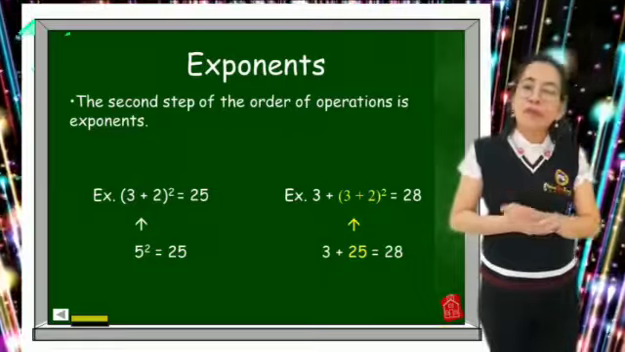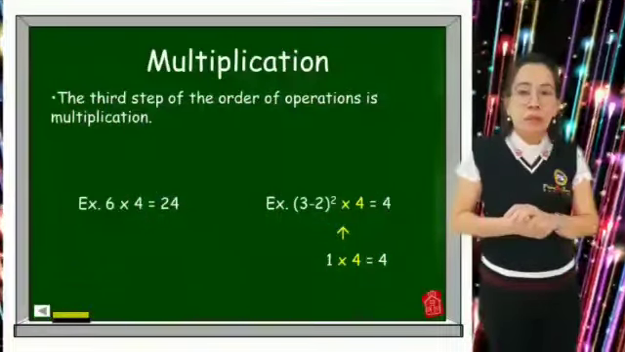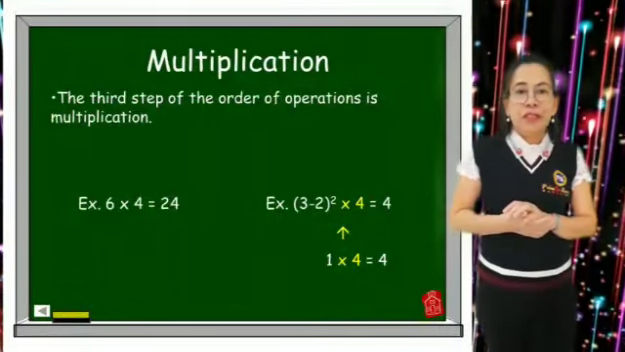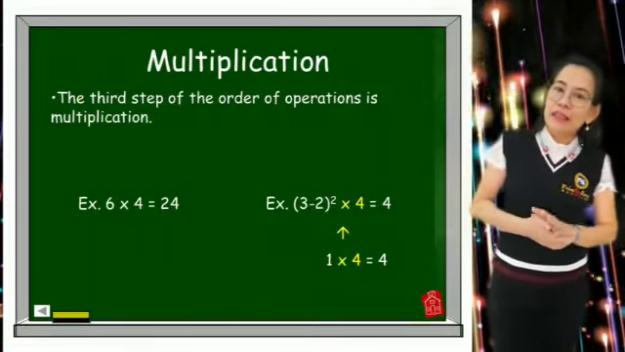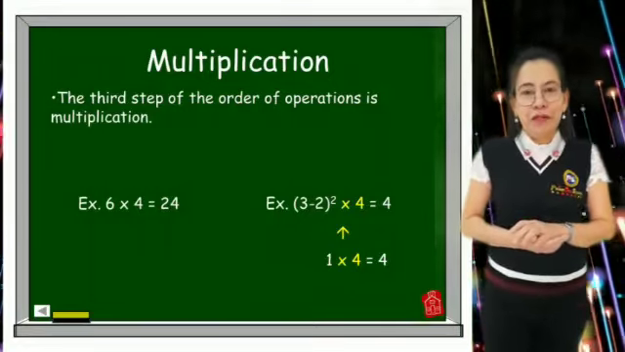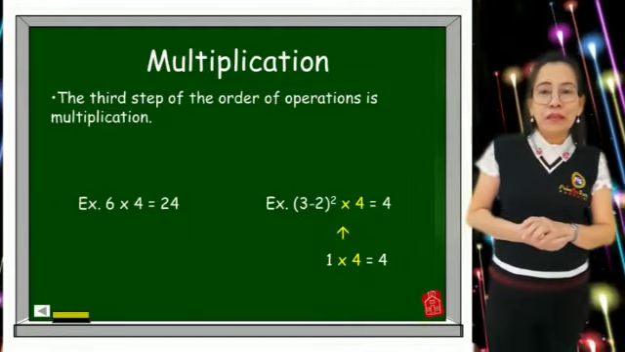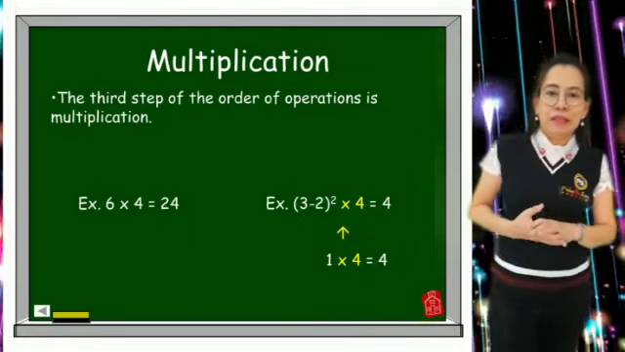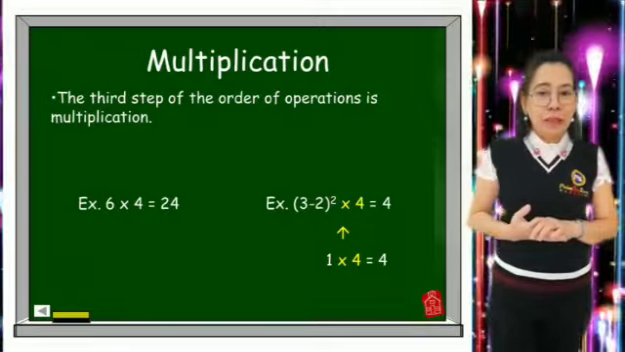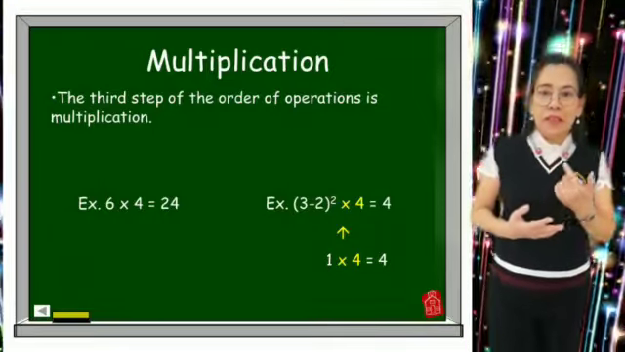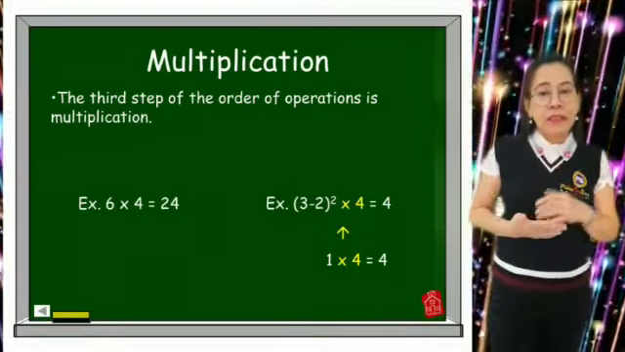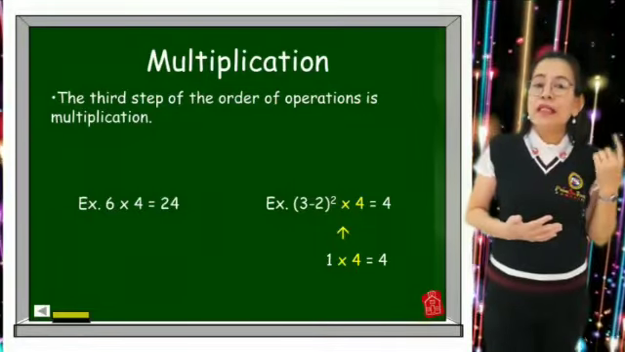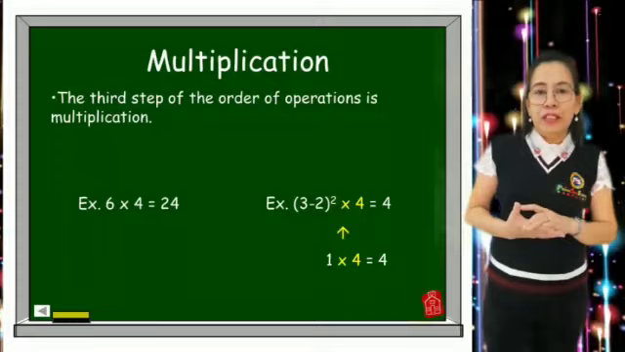The third step of the order of operations is multiplication. So this is one of the basic fundamental operations in math. Let's say 6 times 4 is 24. If there is another component, we apply the PEMDAS. Let's say, for example, there is parentheses and there is exponent. Remember, we do parentheses first, then followed by exponent, and then followed by multiplication.